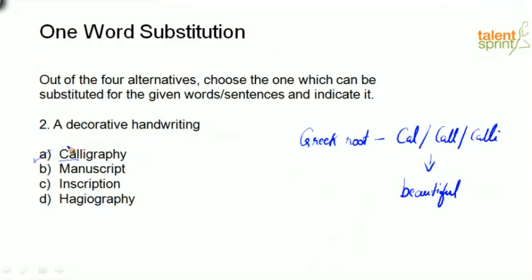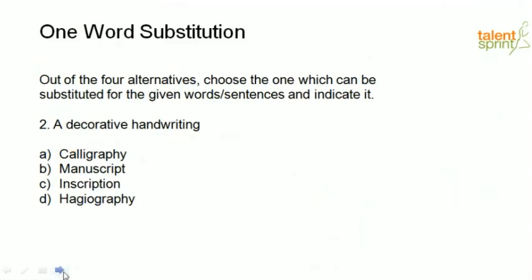Manuscript, on the other hand, Bhaskar, you said a manuscript is a handwritten book, poem, or other document, right? Or you could say it's a collection of all these handwritten documents bound together. That's a manuscript. Inscription, we know, right? Take a coin or a medal, whatever wording is inscribed on it, that's an inscription. Hagiography is a biography of a saint, right? So here we're looking at a decorative handwriting. So just the knowledge of that root word will get you the correct answer option. Calligraphy.